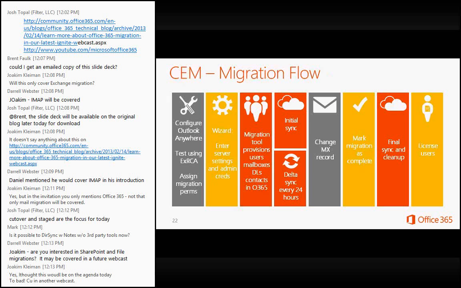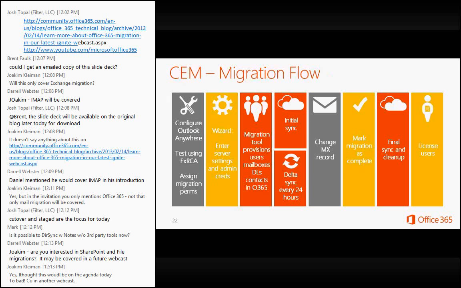So as we can see on there, we've got these delta syncs or incremental syncs. As we said, that's just synchronizing data from on-premises to Office 365 every 24 hours, so that any new mail that gets sent to the Exchange on-prem mailbox is copied up to the corresponding Office 365 mailbox as well.